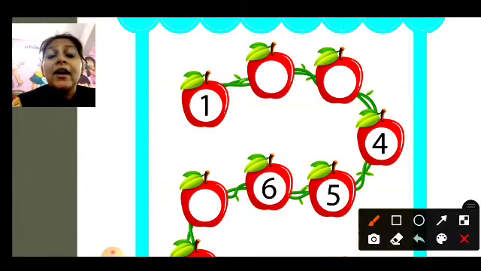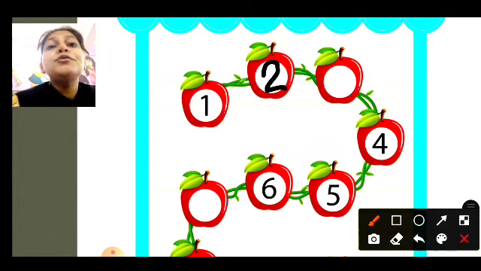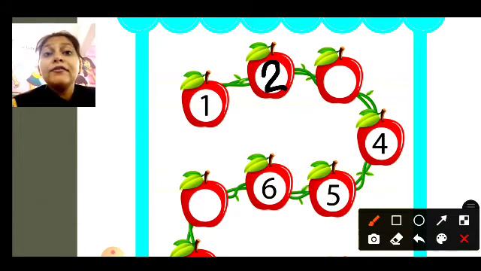So 1. After number of 1 is, which number comes after 1? After 1 is number 2, right? Then after blank and 4. So which number comes before 4? Before means पहले का. 4 से पहले कौन सा नंबर आएगा? 3. So 1, 2, 3, 4, 5, 6.